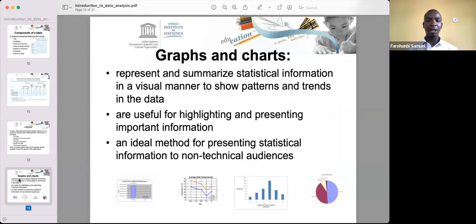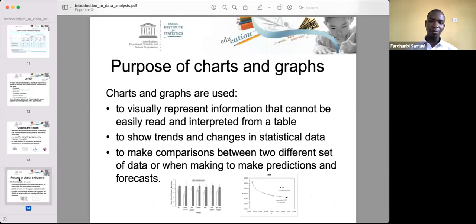Now, graphs and charts represent and summarize statistical information in a visual manner to show patterns and trends in data. We normally use graphs and charts for highlighting and presenting important information. It is an ideal method for presenting statistical information to a non-technical audience. What is the purpose of charts and graphs?